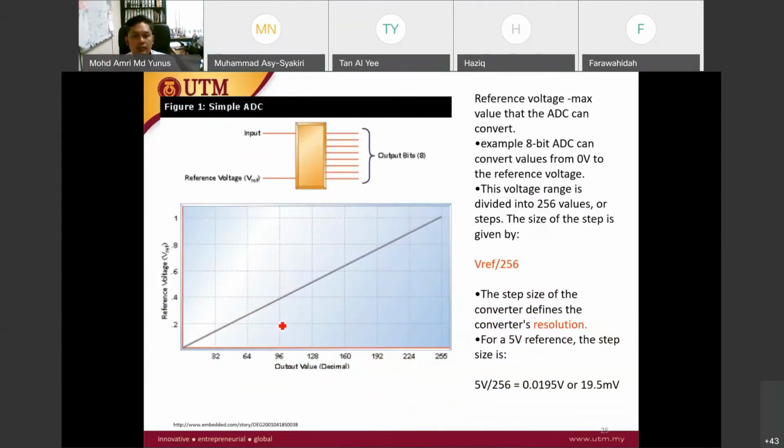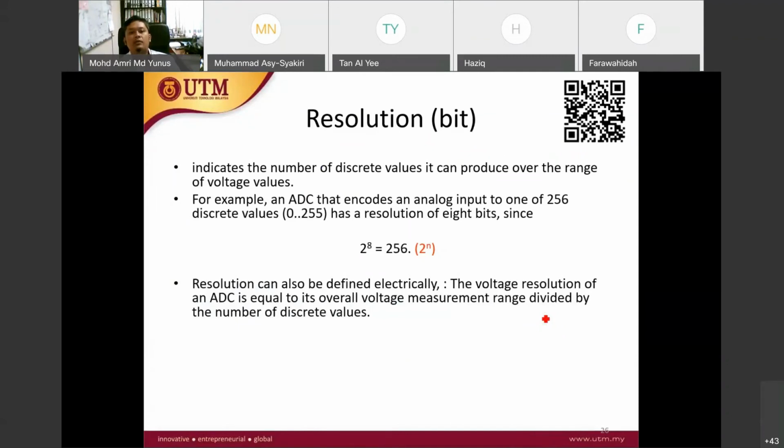Okay, so this is the example of 8-bit. 8-bit means that it has 256 values, from 0 to 255. In this example, the reference is set at 1 volt. So we have 255 or 256 values, and the smallest step, the digital step of our output, is 190.5 millivolt. So resolution is similar to before. Resolution is the smallest conversion value it can provide.